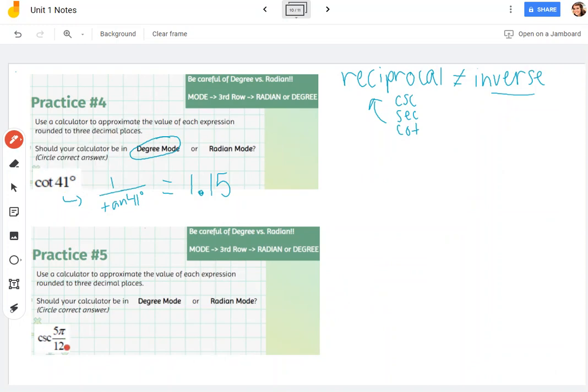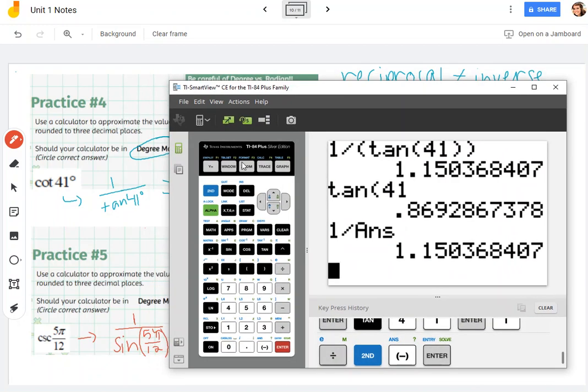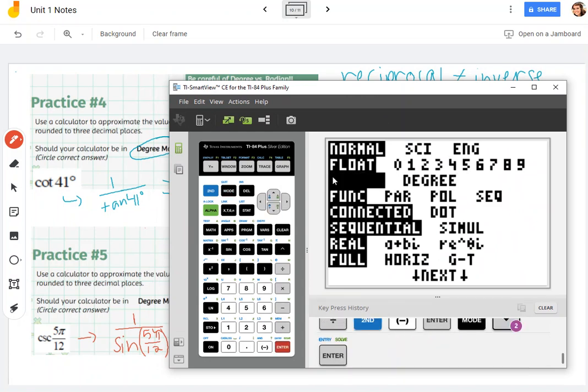And then similarly, let's look at this example. We have cosecant of 5 pi over 12. Well, I see that this angle is given to me in radians, so I want to make sure my calculator is in radian mode. And then cosecant, I'm thinking of the reciprocal function, so it is 1 over the sine of 5 pi over 12. So this is what I'm going to want to type in my calculator. So again, if I pull up my calculator here, I go to mode, I'm going to go down and switch to radian.